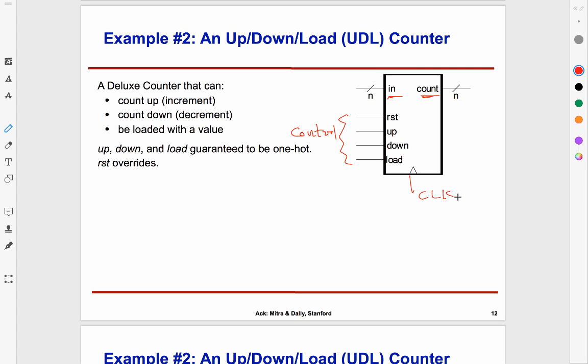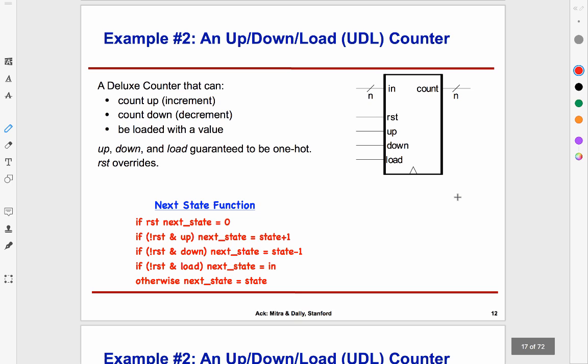So what we seek to do is, on a clock tick, depending upon what reset, up, down, and load are saying, I will express some different behavior. Let's see how that might work out. We may have something like the following. It may say, if reset, next state is 0. That's another way of saying that if reset, then the counter becomes 0. I'm forcing the counter to 0.